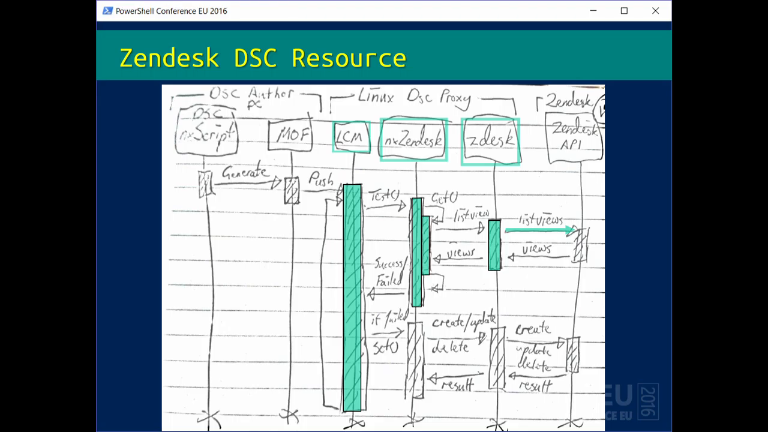Okay, so then this will call to the Zendesk API, which will then return, and it'll all loop back like this, right? And then if it failed, obviously it'll call set and go through and actually make the changes that are required. And then it'll loop back around, right? Obviously LCM will just keep running around and calling that. Does anyone have any questions about how those pieces fit together before we look at code? Okay.